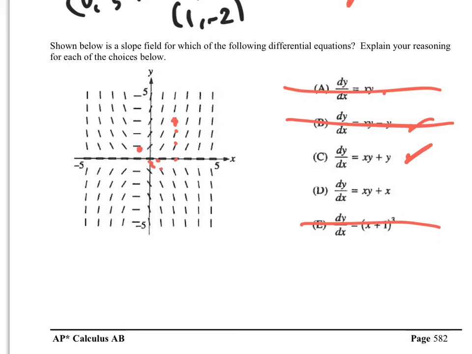How about this one? Negative 1, 1. Negative 1 plus 1. I think that one works. Yes. So I'm down to C and D. Let's try another one. How about negative 1, 5? Let's check out negative 1, 5. Which of these still give me a 0? C, negative 1 times 5 is a negative 5. Negative 5 plus 5. That works. How about D? Negative 1 times 5 is a negative 5. Negative 5 plus a negative 1 is not. So I think C would be my answer.